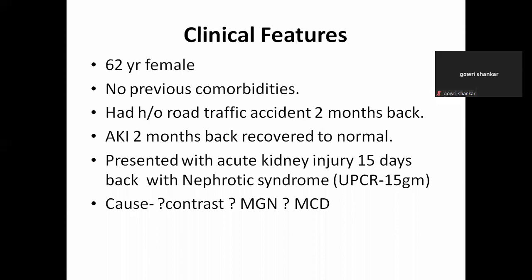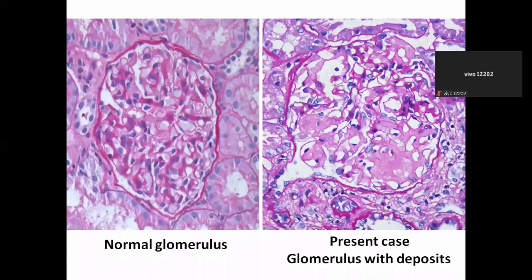So I'll come to this case. 62 female, so we are talking about deposition disease only. No previous comorbidities, had a history of road traffic accident 2 months back, AKI 2 months back, recovered to normal, presented with acute kidney injury 15 days back with nephrotic syndrome. So the suspicion was whether contrast induced, or MGN, or MCD.